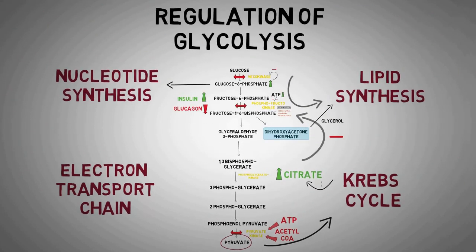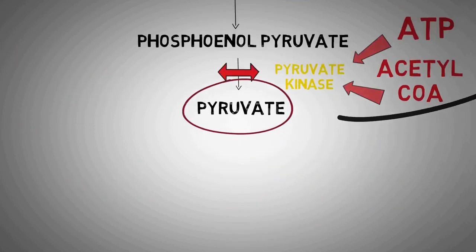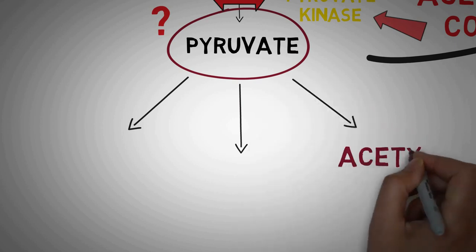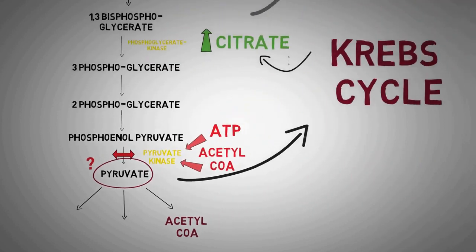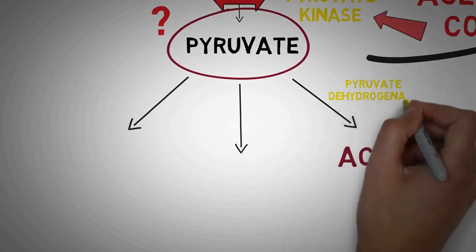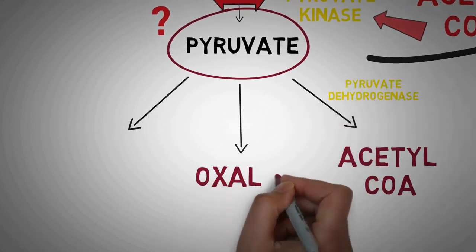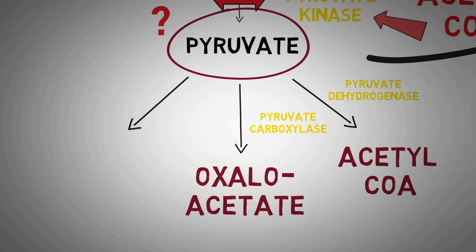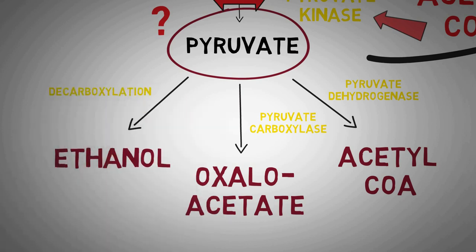So this was the regulation of glycolysis. Now we'll come to the last topic in the video, that is what happens to pyruvate next. See, the pyruvate has mainly three fates. First, it can be converted into acetyl-CoA, which is further used in the Krebs cycle. This is done by the enzyme pyruvate dehydrogenase. Second, pyruvate can be converted into oxaloacetate by the enzyme pyruvate carboxylase. Oxaloacetate can be used in the Krebs cycle or for gluconeogenesis. Thirdly, pyruvate can also be converted into ethanol by decarboxylation, but this occurs in yeast and not in humans.